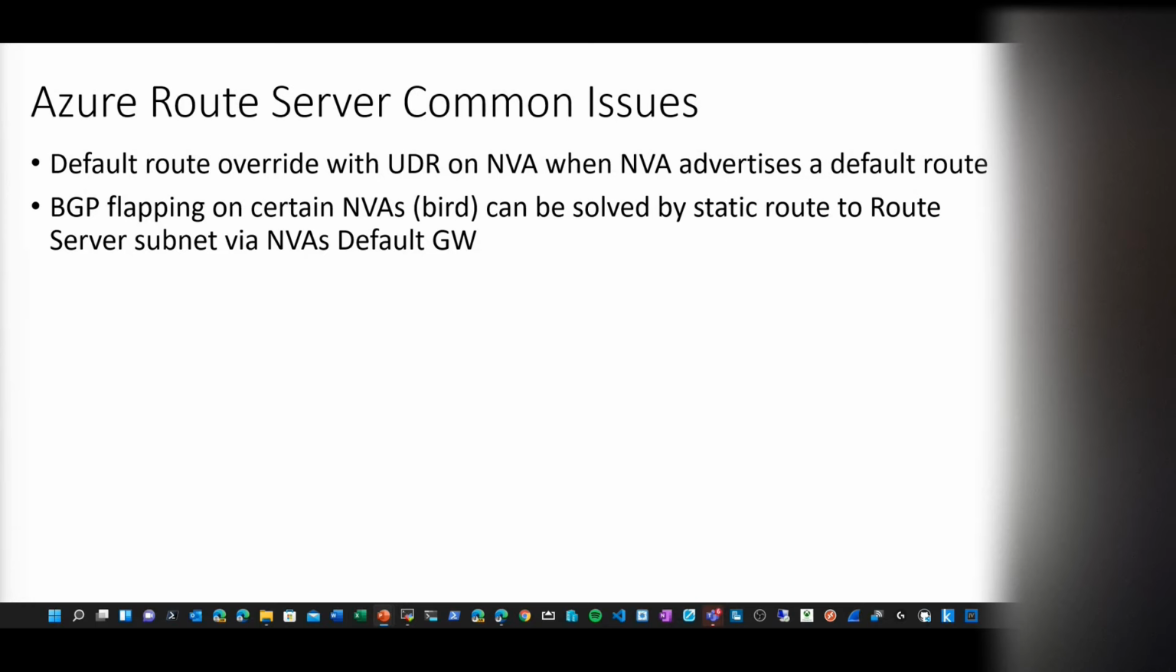Not very common, but we noticed BGP flapping when using an open source based routing server like Bird running on Linux. If you do not create static routes to the route server subnet in your Linux VM, it would cause issues. I've only seen this in Bird. I've not seen it in others.